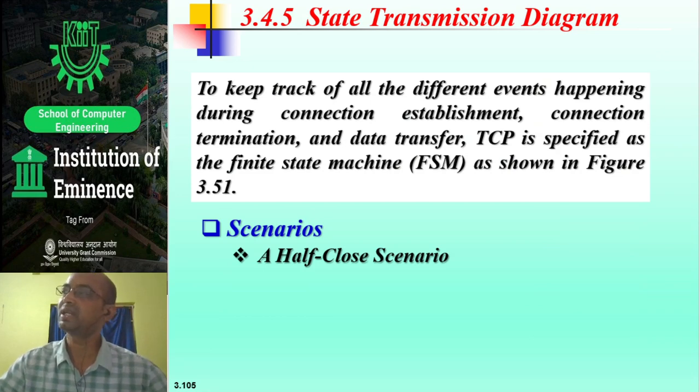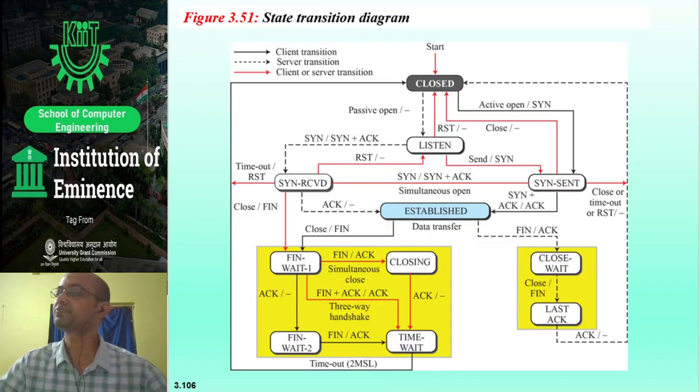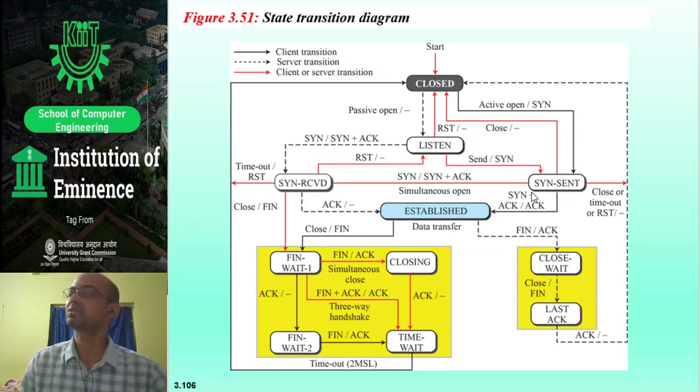Now coming to state transition, this is one of the interesting things to learn from TCP. Initially, both client and server are in the closed state, and once the server initiates the process by passive open, it enters the listen state. Listen state means the server says, I am ready to receive the connection request from the client.